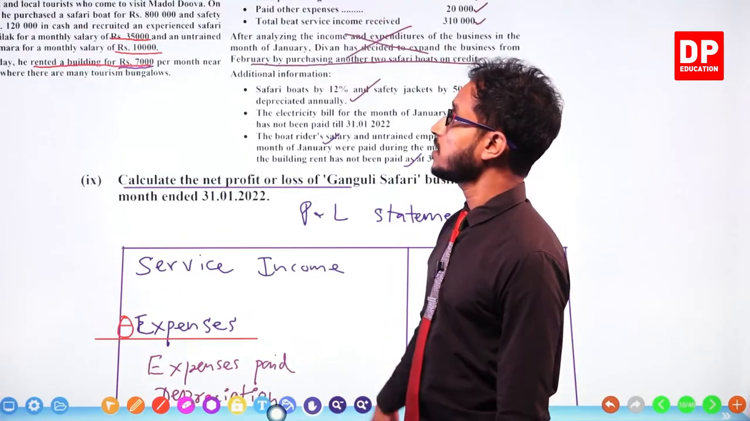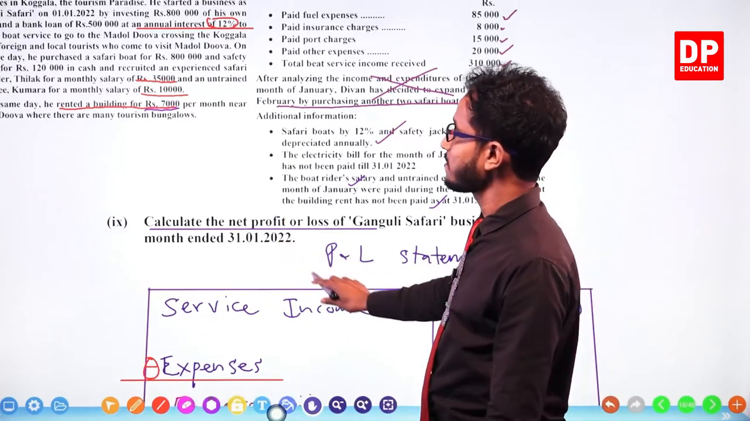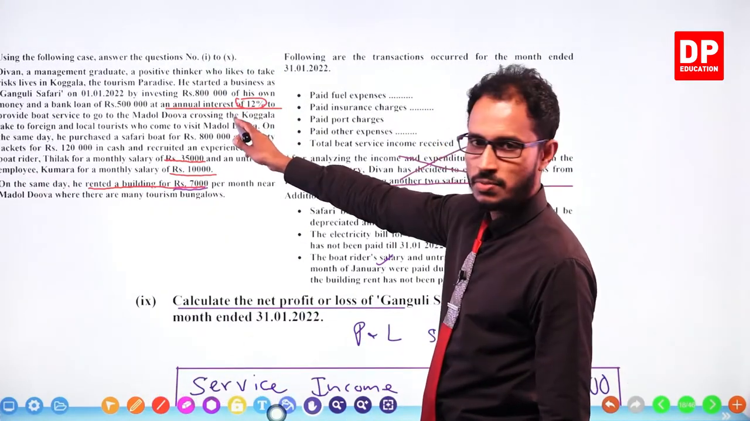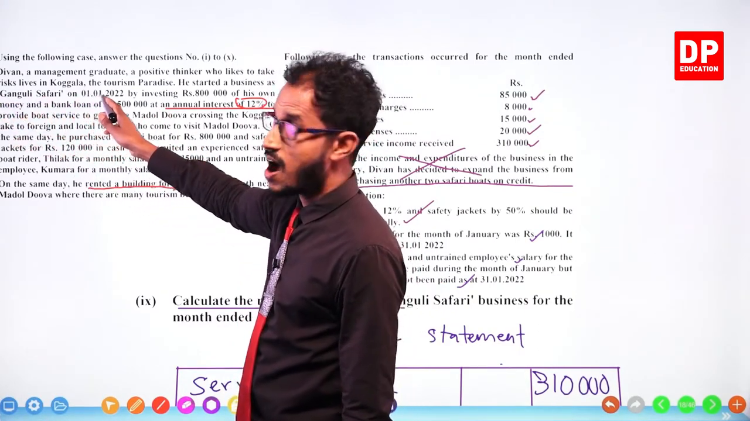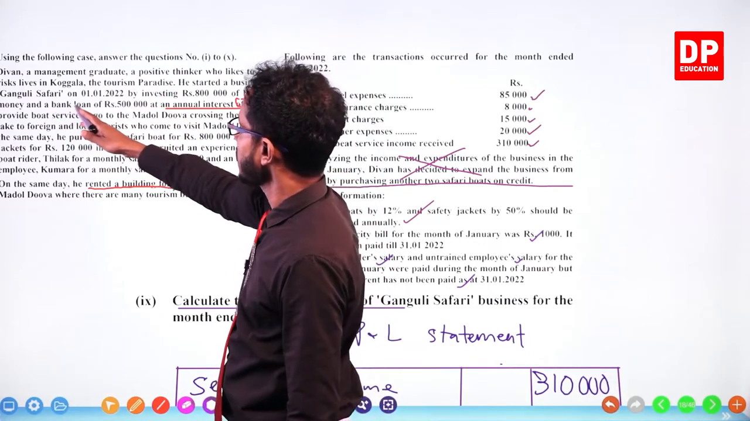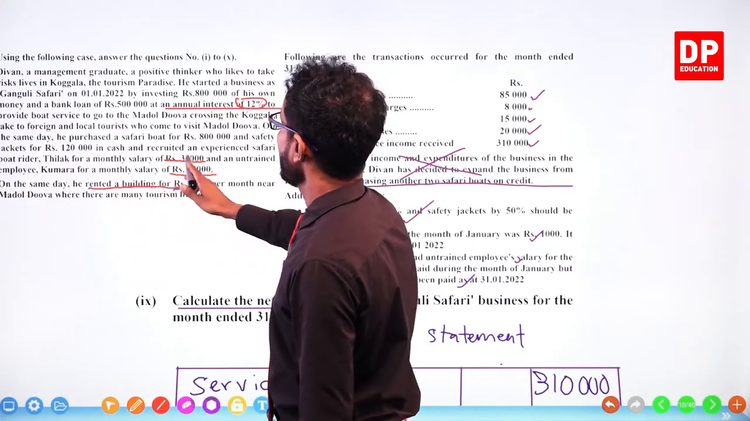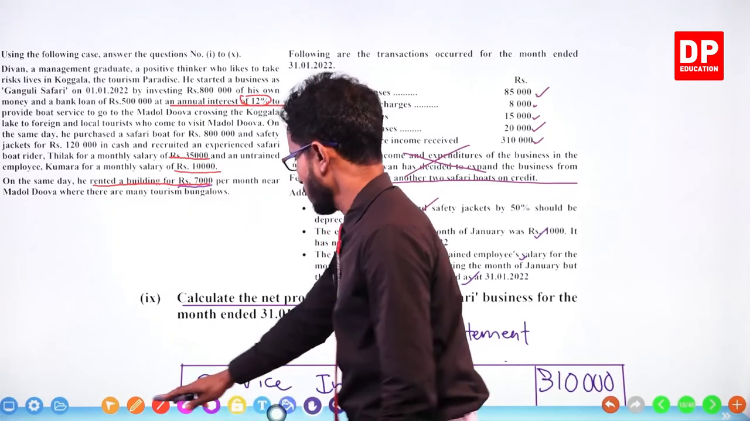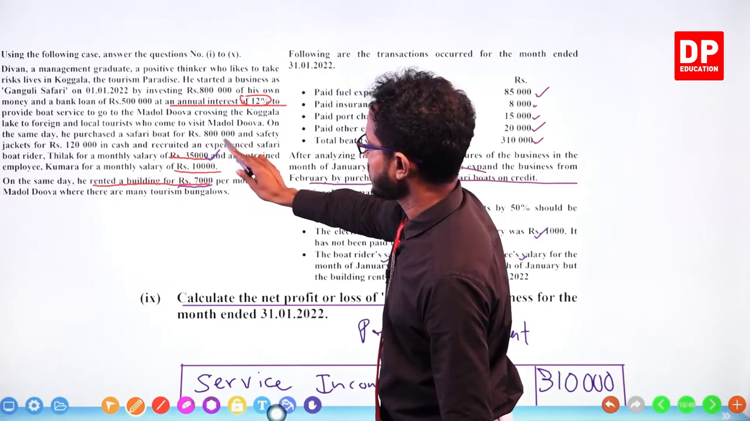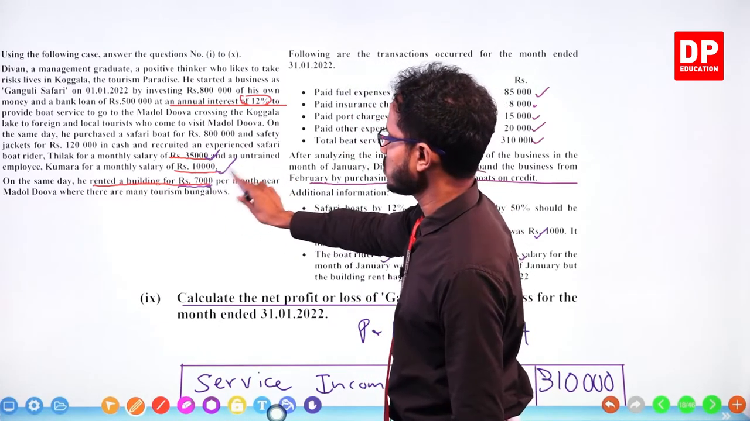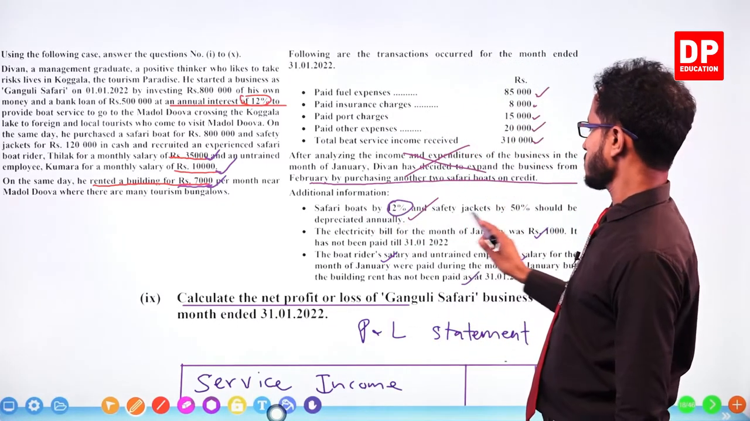Can we take the total of incomes minus the expenses? No. Can you remember we marked these things? We marked the bank loan interest, annual interest rate 12%. Have to calculate from 500,000. We already took the boat rider's salary, Kumara's salary. Depreciation also taken, right? 12% and 50% taken.